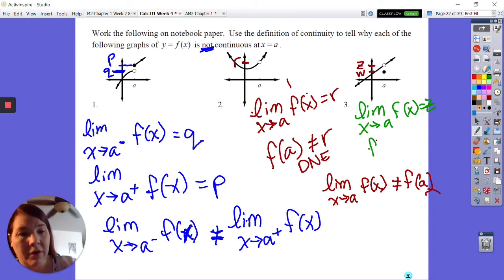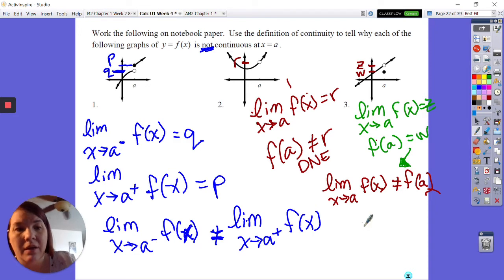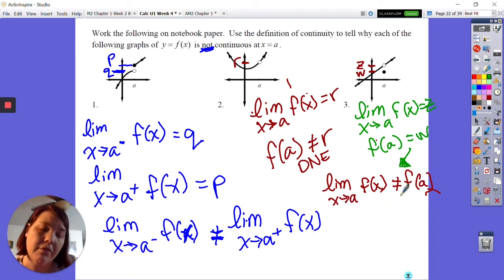But the value of the function, f of a, is equal to w. And so that's not equal to z. And so then we go to the same reason that we have down here, that the limit as x approaches a of f of x is not equal to f of a. So that's me using the definition of continuity to explain why they're not continuous.